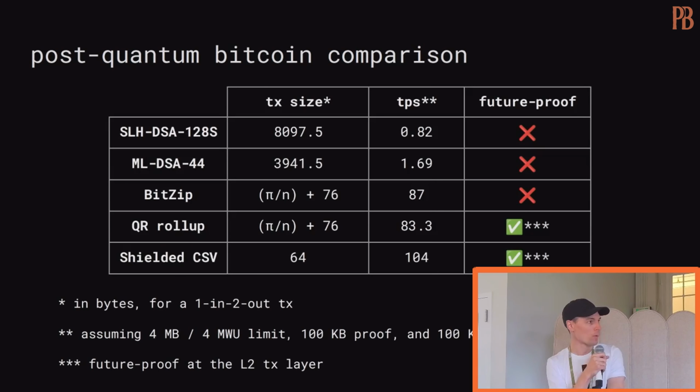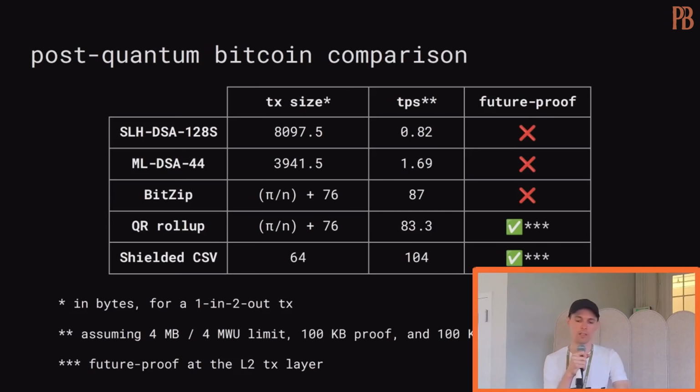And then there's one more that I added here, which is Shielded CSV, which I think has a lot in common with the rollup proposals. With this, you can actually get the size of data that goes on layer 1 down to as small as 64 bytes per transaction, which increases your transactions per second to about 104. It also provides really great privacy by default. You kind of get strong privacy for free.